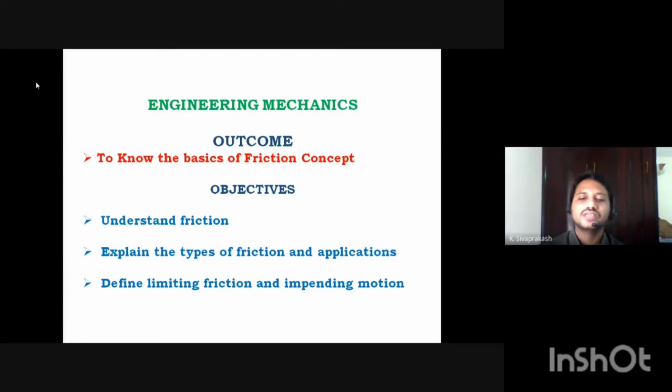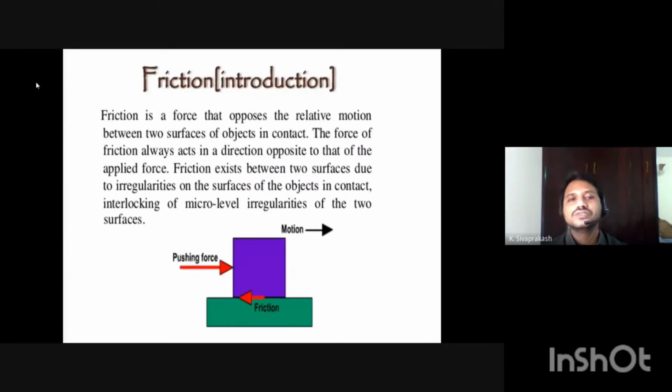So let us move to friction. Friction is the opposing force to relative motion between two surfaces that are in contact with each other. That is why friction is a force which opposes the motion of the object. The force of friction always acts in the direction opposite to the applied force. See here, the applied force, the pushing force, is towards the right, and the frictional force direction is the opposite direction.